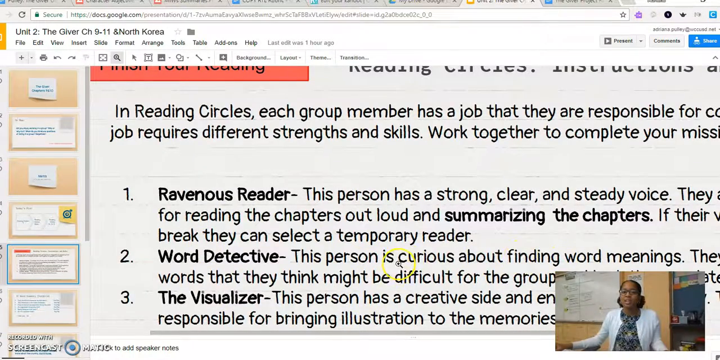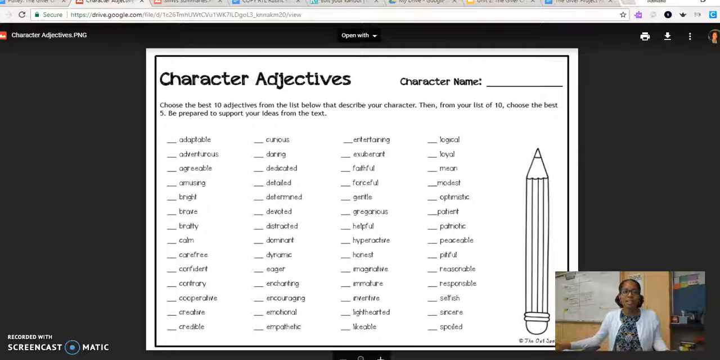Word detective, this person is doing vocabulary using their tablet or dictionaries to find those meanings. And I think that's all I wanted to cover.